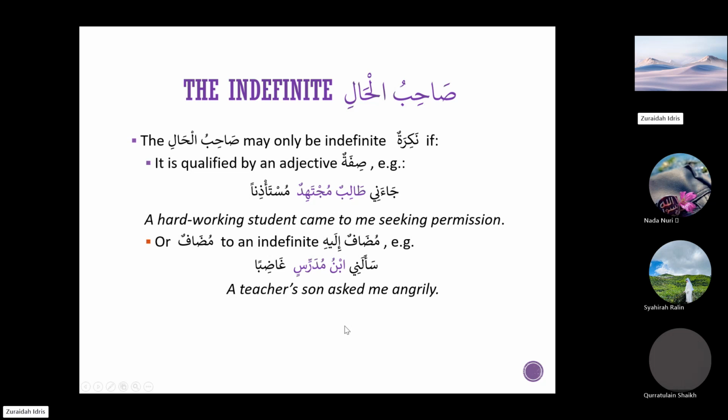So there's some sort of definition. A teacher's son asked me angrily. Sa'alni ibnu mudarisin wadiban. This is your hal. So this is your hal, seeking. In what way did he come? He came seeking permission.